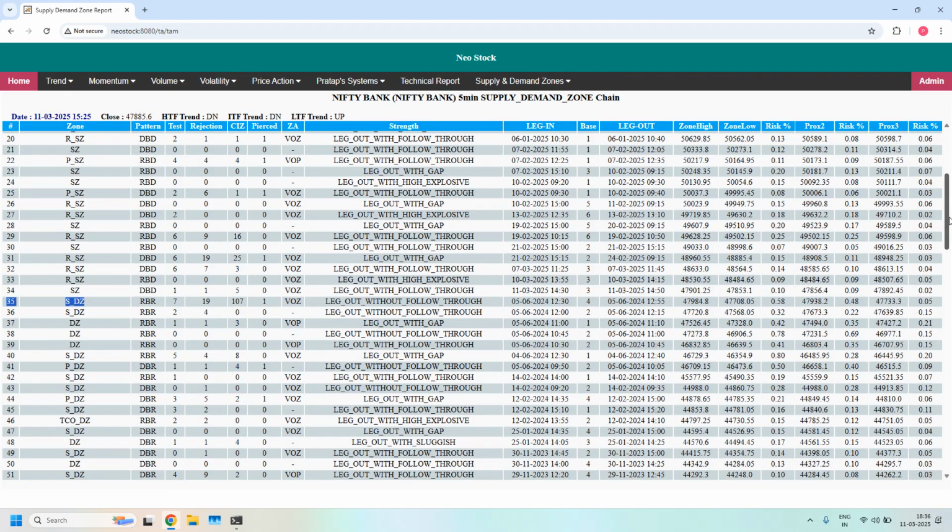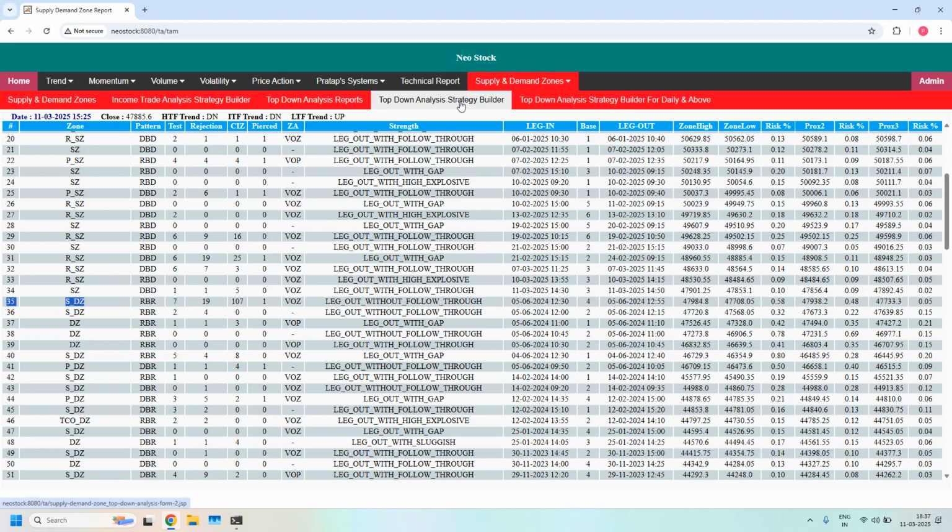Okay, so this is about Bank Nifty supply demand zone chain. With this, we have completed both Nifty and Bank Nifty supply demand zone chain. Next, we will generate bullish and bearish trade setups for monthly, weekly, and daily income trades and hourly income trades.